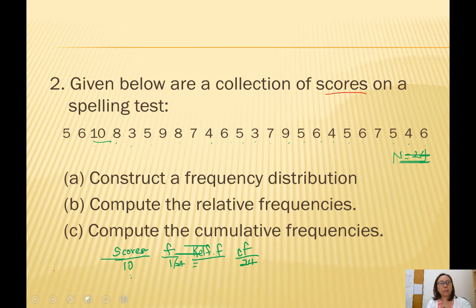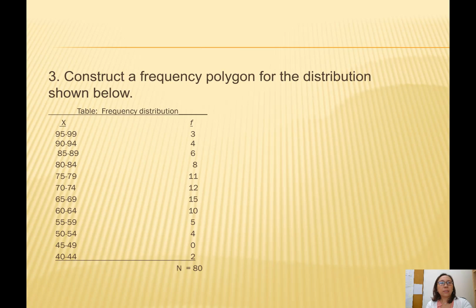Here in question 3, it says to construct a frequency polygon for the distribution shown below. Now, a polygon, if you remember, is connecting the dots. So it's the third type of graph that we looked at that just has one line that we need to anchor to the horizontal line. So let's look at this table here.